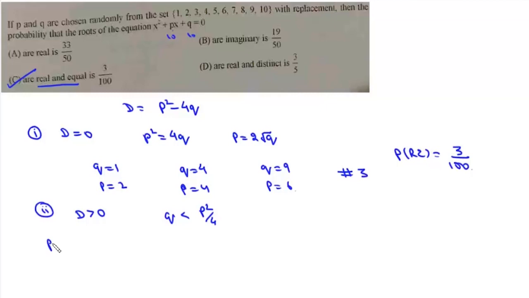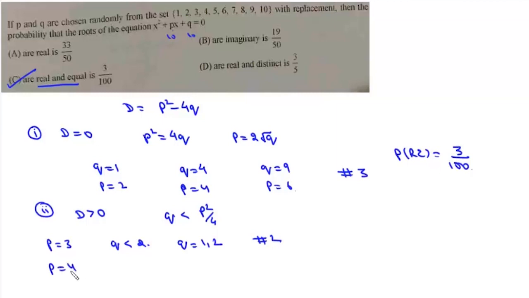So the smallest one will be P equals 3. Now if P is 3, Q is less than 9 by 4, and 9 by 4 is 2 point something. So the value of Q is either 1 or 2. So we have two cases here.